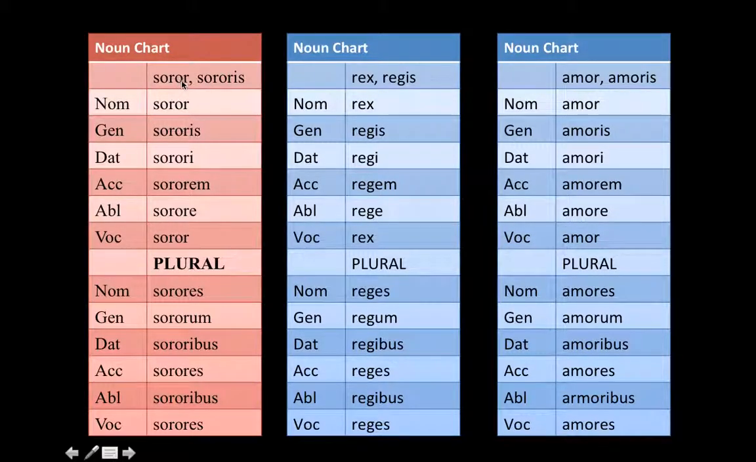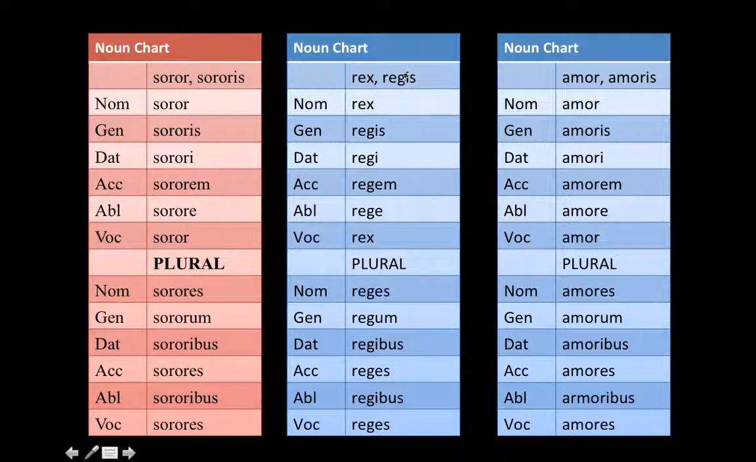So the word soror, sororis, that "is" tells you that it is third declension, and that's your genitive singular. You take your genitive singular, drop off the is, that gives you your stem, soror, attach the endings as, ibus, as, and then notice you just go back to the first principal part for your nominative and vocative singular.